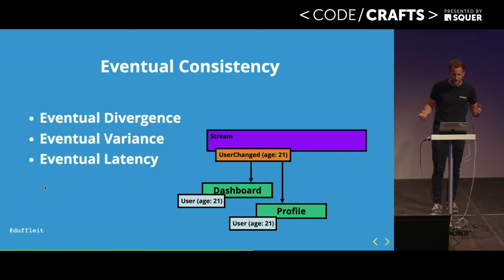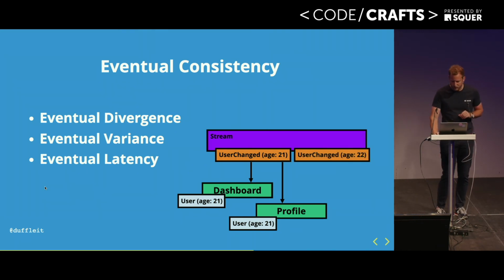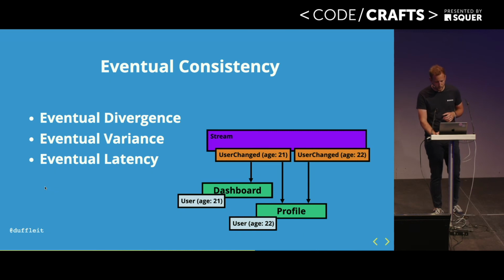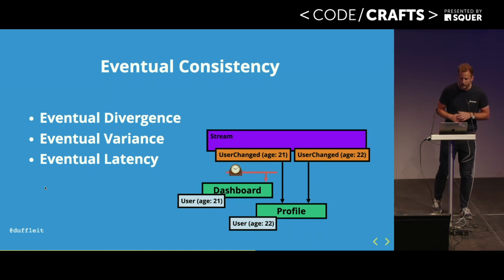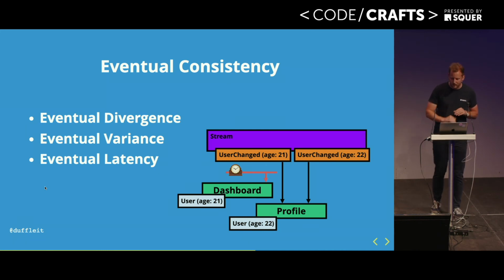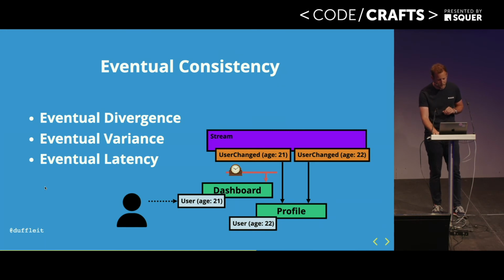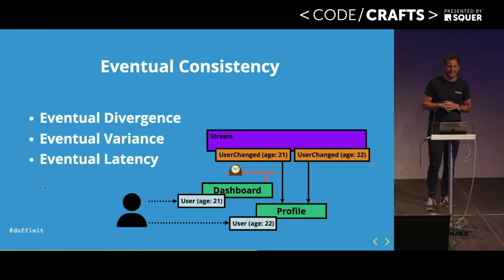So in this situation, for example, if you have this user changed event, everybody can create a projection of the user with the age 21, and then the user gets older, and then we project, and for whatever reason it works for the profile service, so the profile service updates its projection, but the connectivity between the stream and the dashboard is broken, or there is currently a network outage, whatever. So we cannot update here, and the user goes to the dashboard, sees, okay, my user is 21. Oh, I go to the profile, my user is 22. What a shitty software, right?